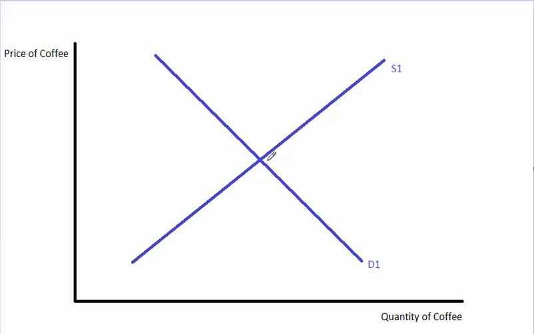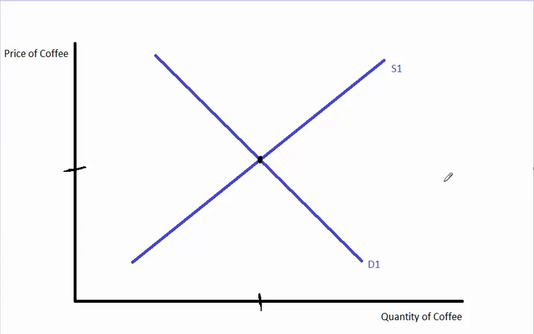So where these two meet, this is right here. If you come over here, this right here is going to be the price of coffee right now. And then down here is going to be the quantity of coffee sold in the market at this time.